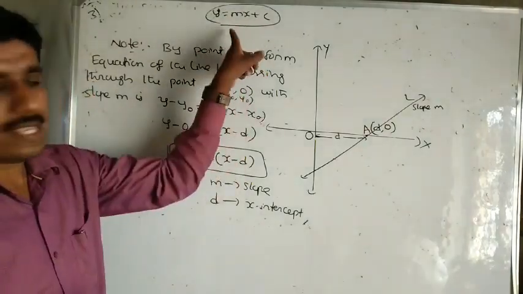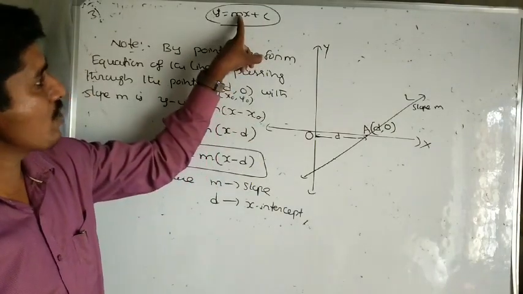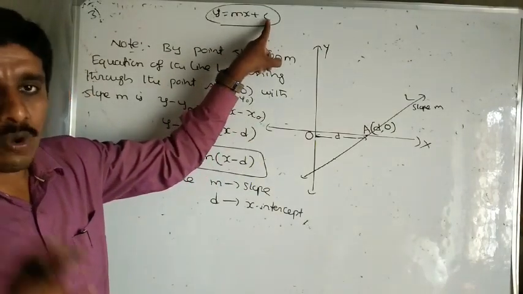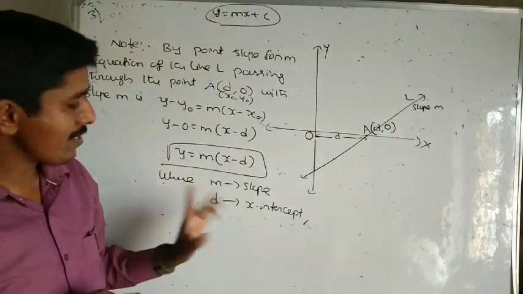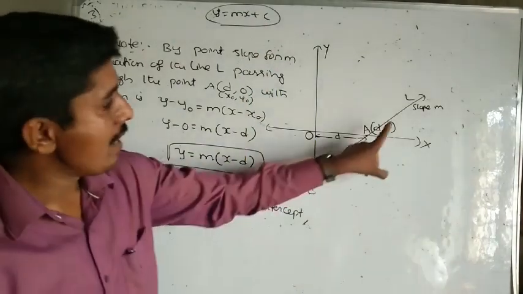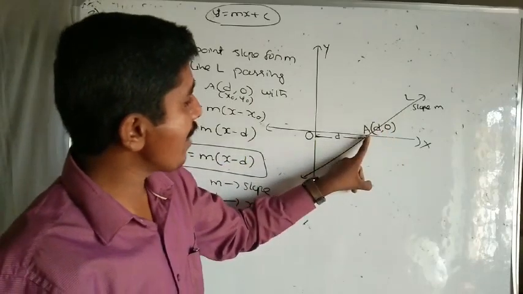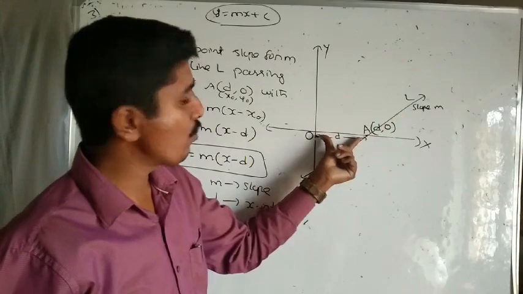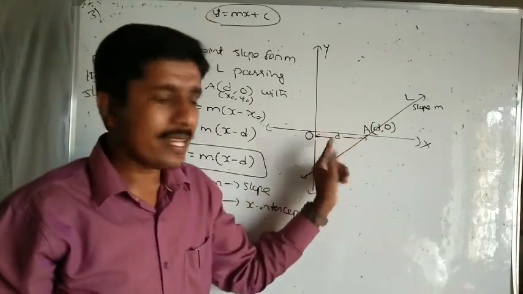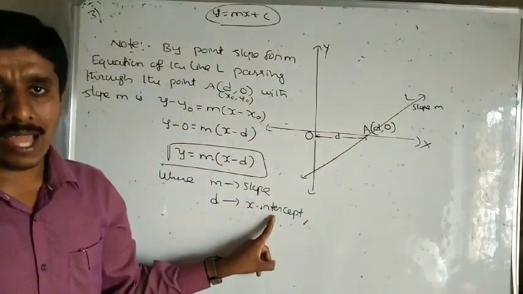This is the first one. Second one: here m is called the slope of the line, and c is called the y intercept. Mind it. Here m is the slope of the line, and d is the x intercept. Let us take a non-vertical line which cuts the x-axis at point A. Here y equals d means d is called the x intercept of the line.